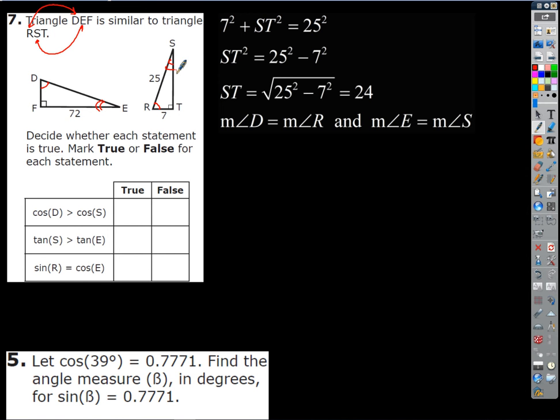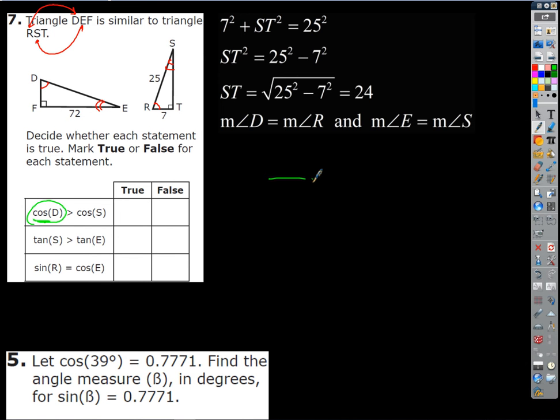Cosine of angle D is greater than cosine of angle S. So all we have to do then is just look at what each of those ratios is. So let's look at cosine of angle D. Cosine of angle D is going to be what? Angle D. Now, we don't have a triangle that has all three sides in it, do we?